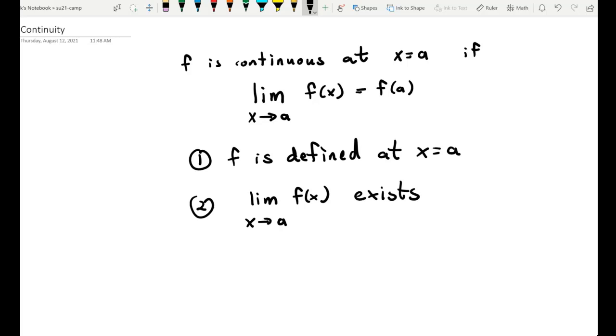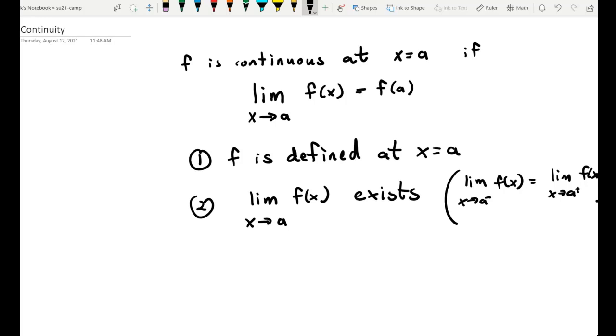And recall what that means for us. It means that the limit from the left and the right exist, and they match. So let me just write that down. That means the limit from the left is the same as the limit from the right. And of course, they have to exist in the first place. So the function has the same behavior on either side of a.